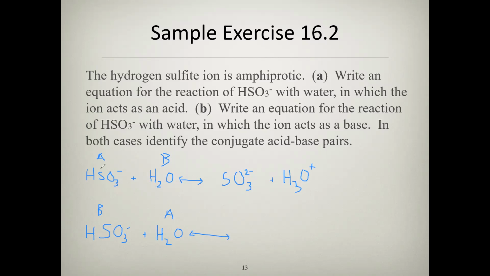And again, it's just the acid here because it's donating the proton. So for the second one, we're going to have it in reverse. Now water is going to lose one of those protons. The hydrogen sulfide is going to accept it.